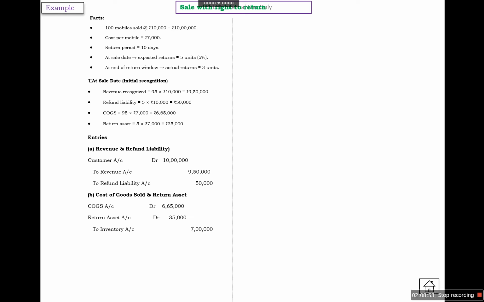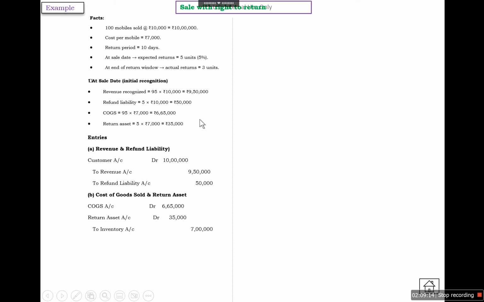So the accounting entry will be: customer will be debited for 10,000 mobiles into 10,000, 10 lakhs, to revenue, by reducing the return estimate of 5%, that is 9 lakh 50,000, and we will recognize the refund liability. So we have recognized revenue, refund, and liability. Then we need to recognize the COGS.